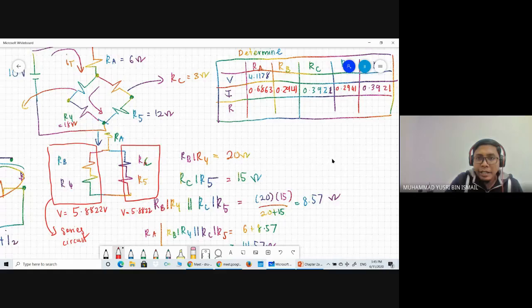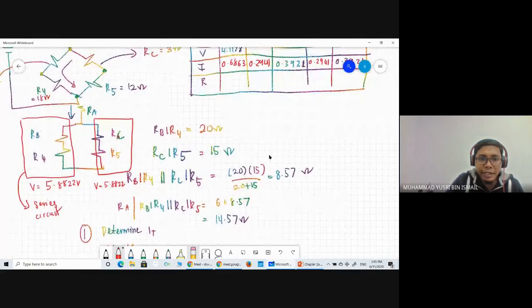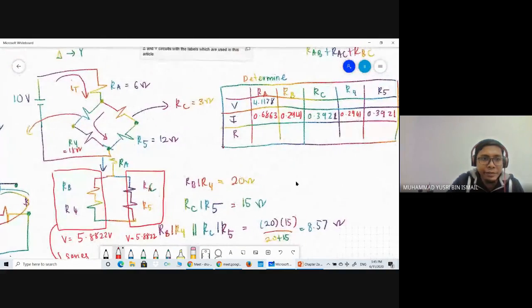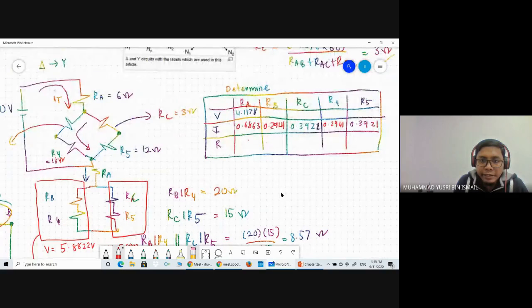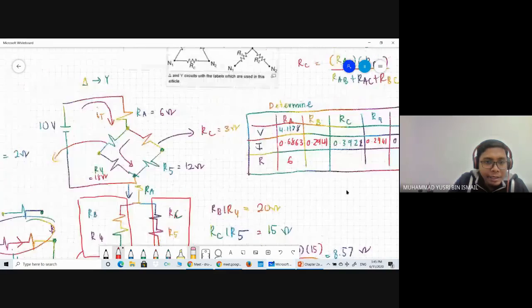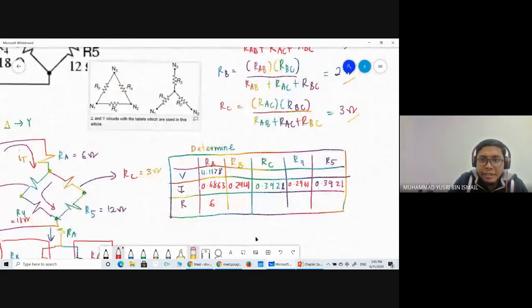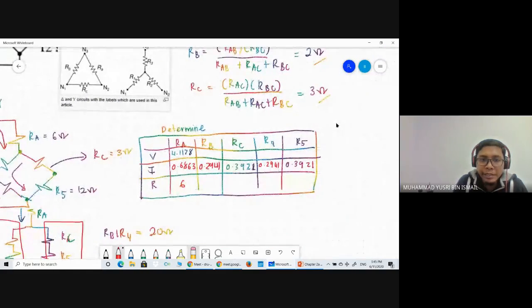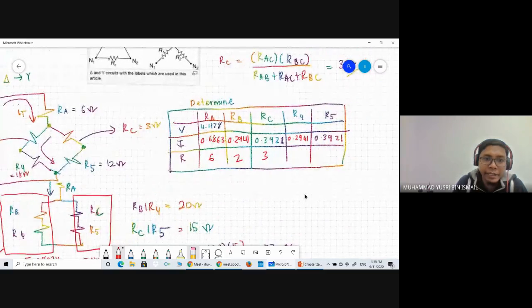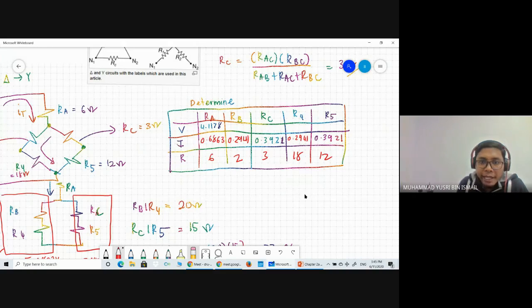Okay, now for resistance, kita dah ada for each of the resistance. RA is 6 and then RB is, berapa dah tadi RB ni? RB is 2 ohm, then RC is 3, and then R4 and R5 is 18 and 12. Jadi based on this equation, we can calculate the voltage.